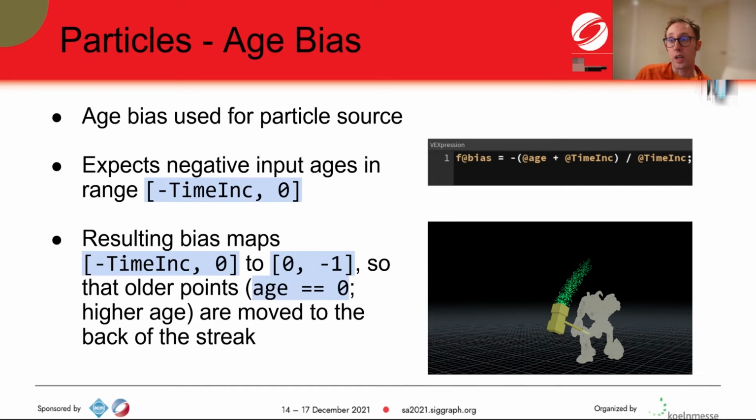So for particles, we're going to use age bias. So the ages that this expects are negative time increment to 0. So 0 is going to be the older particles, and negative time increment is going to be the younger ones. The reason for that we'll get more into in a minute, but we need that for the correct behavior. So the bias maps negative time increment to 0 and 0 to -1. And what that means is that the oldest particles are going to be at the back of the streak.